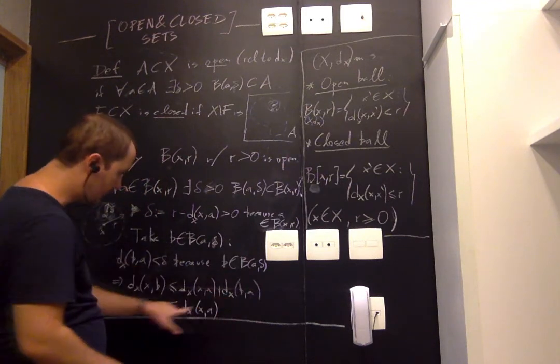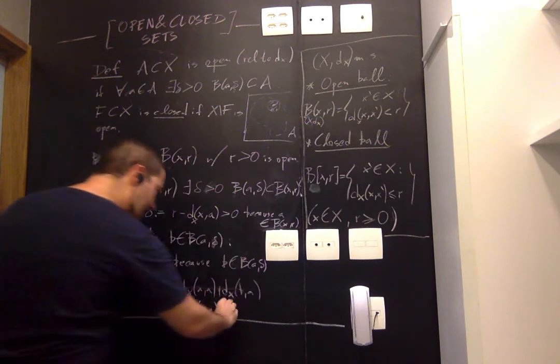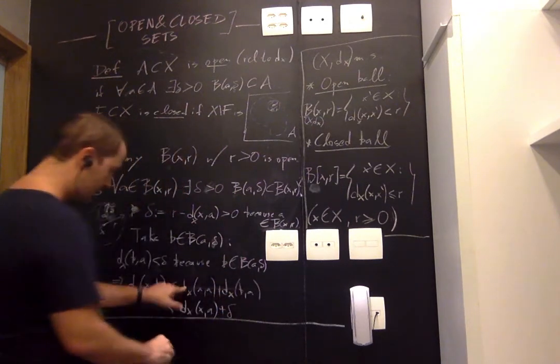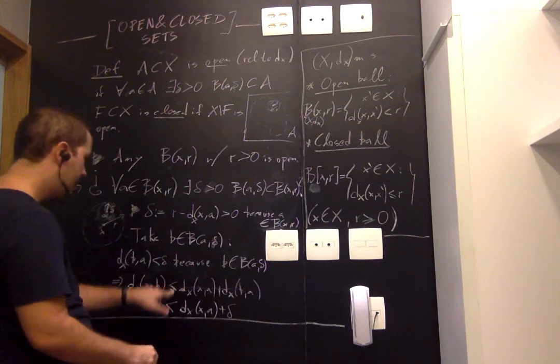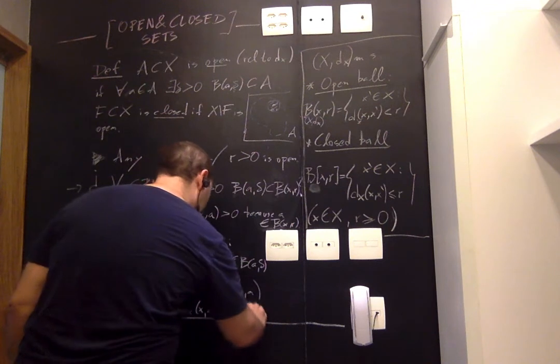What about this one? Why did I put it strictly less? This is equal, right? But this guy here, I know that it's less than delta. So there's a strict inequality here. And delta was defined in a way that when I add these two things up, I get r.